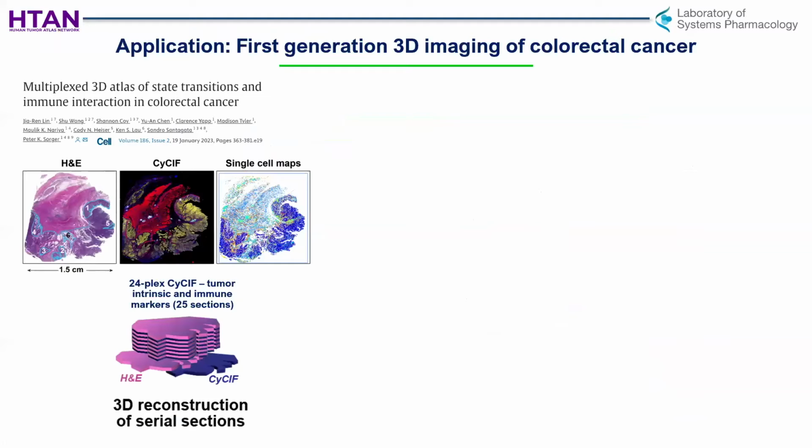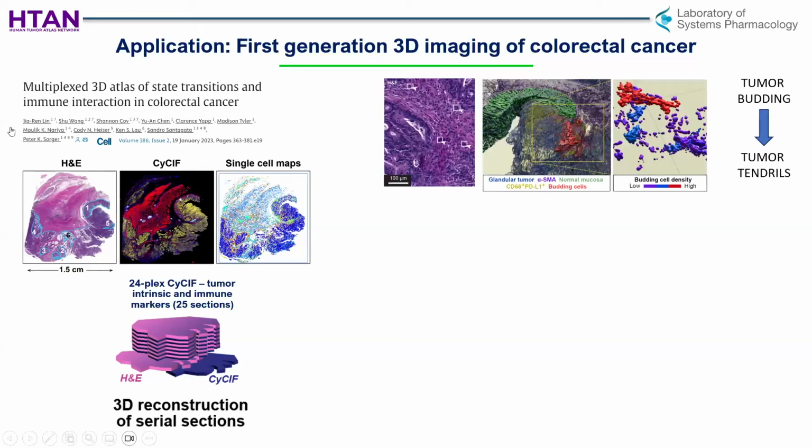Additional work that we've done using cyclic immunofluorescence is to take serial sections through what is like a first-generation 3D atlas, where we took serial sections through a colorectal cancer specimen. In one section we would do an H&E, in the neighboring section we would do cyclic immunofluorescence, and we did this 25 steps through a specimen and then made a 3D reconstruction. I won't go into all the details of the study, which was published last year, but there is a remarkable connection between the molecular features and the histologic features, and there is a whole wide range of transitions that we see.